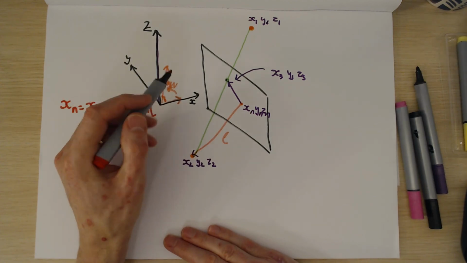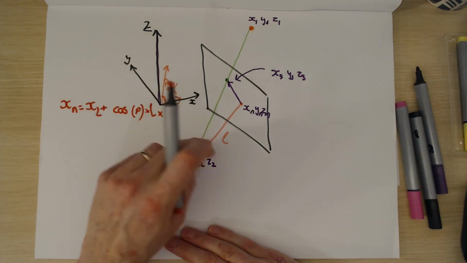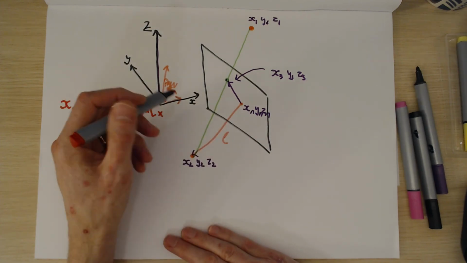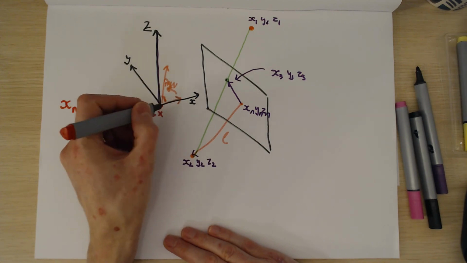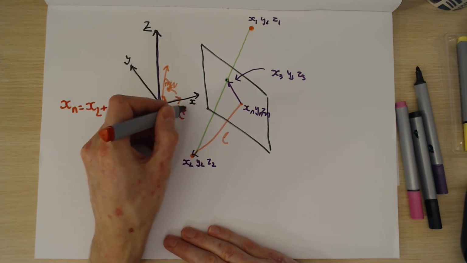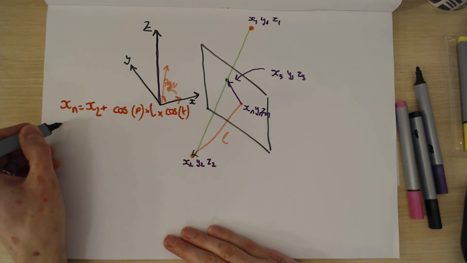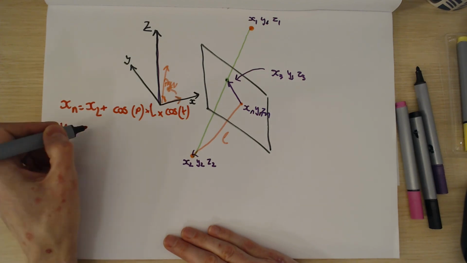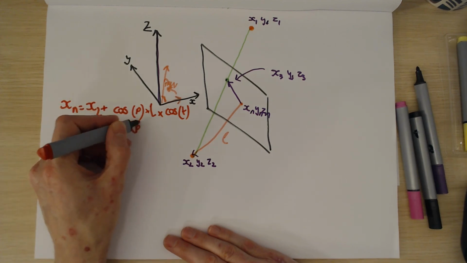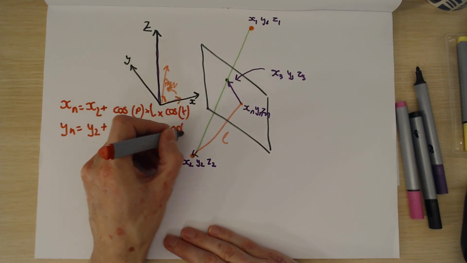And also we know that as we tilt the thing up, the amount of that value there actually will decrease. So that is also a function of cos of the tilt, T for tilt. So yn equals y2 plus sine the pan times L times cos tilt.